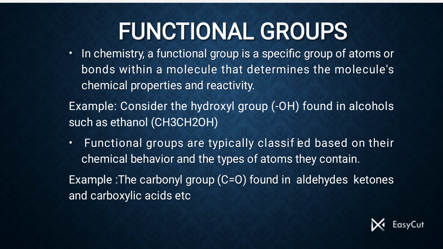Now, functional groups are typically classified based on their chemical behavior and the types of atoms they contain. So they are categorized based on their chemical properties such as acidity, basicity, reactivity, and the specific atoms they contain, such as oxygen, nitrogen, and sulfur.